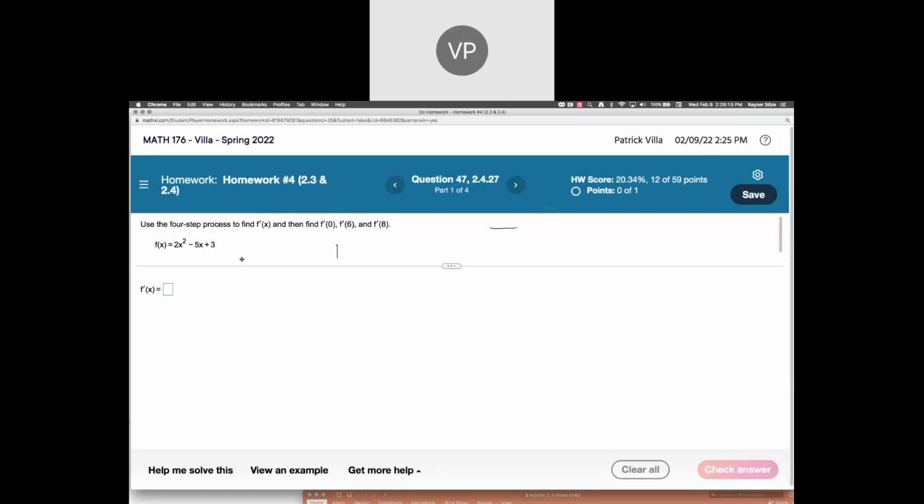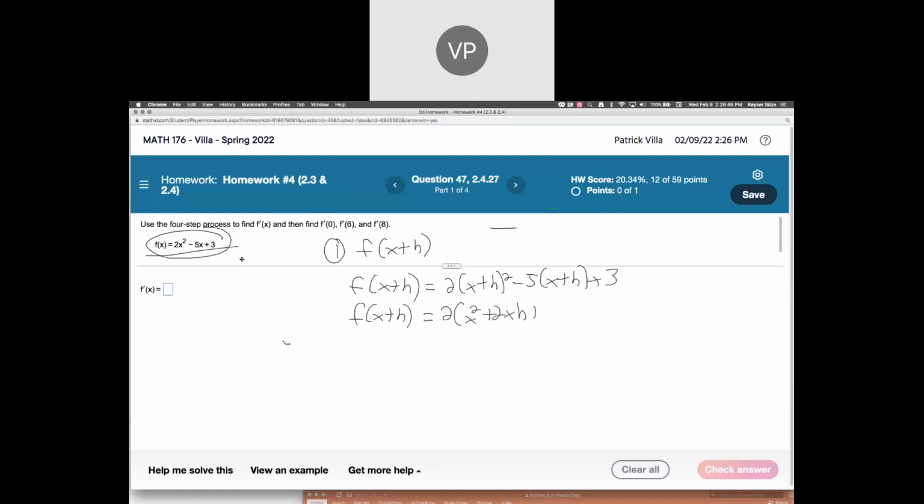So remember the 4-step process. Number 1, find f of x plus h. So I take this function, and everywhere I have an x, I replace it with a parenthesis x plus h. So see that original function right there. The 3 is there, the -5 is there times x plus h, and the 2 parentheses squared. So f of x plus h. Going to FOIL this out. And remember how I said earlier, you're going to be FOILing out x plus h a lot, so you're really going to get to know this. That's how I knew that was the answer.